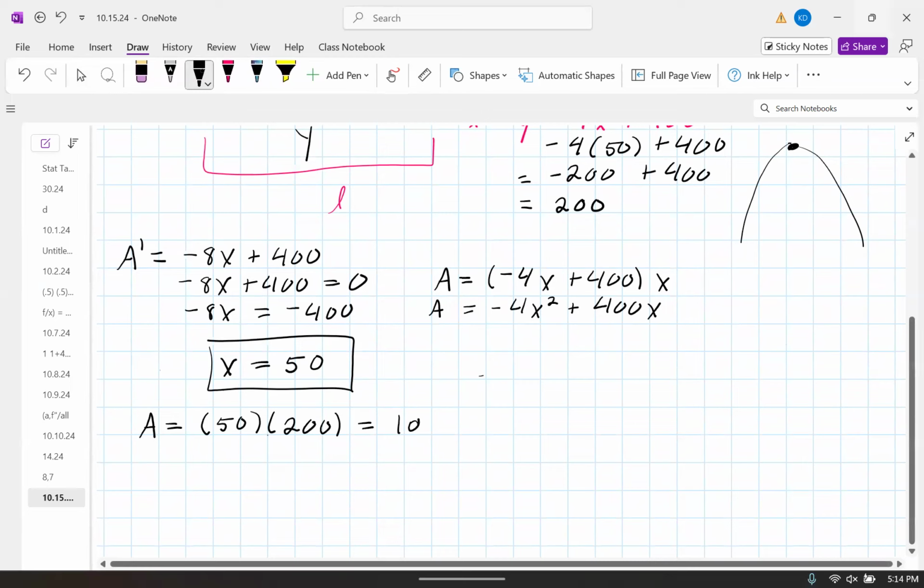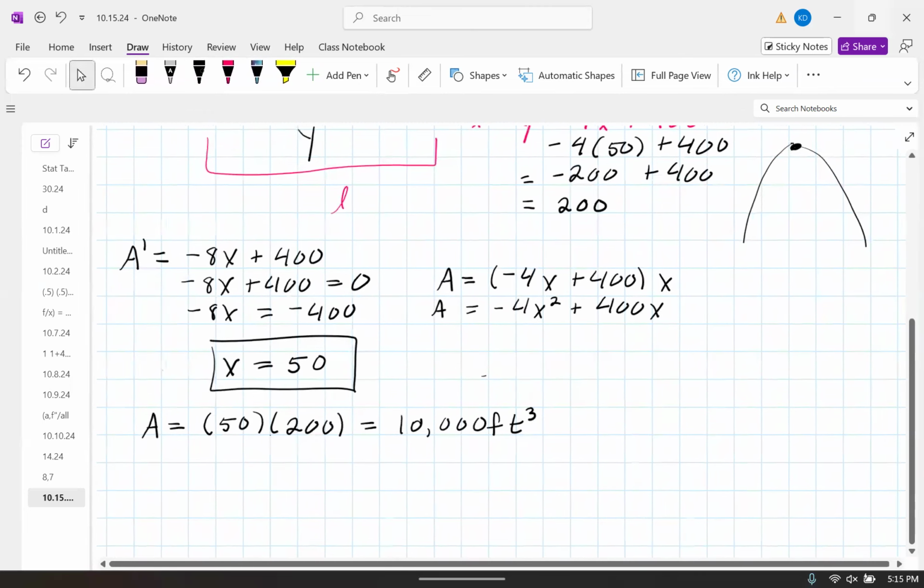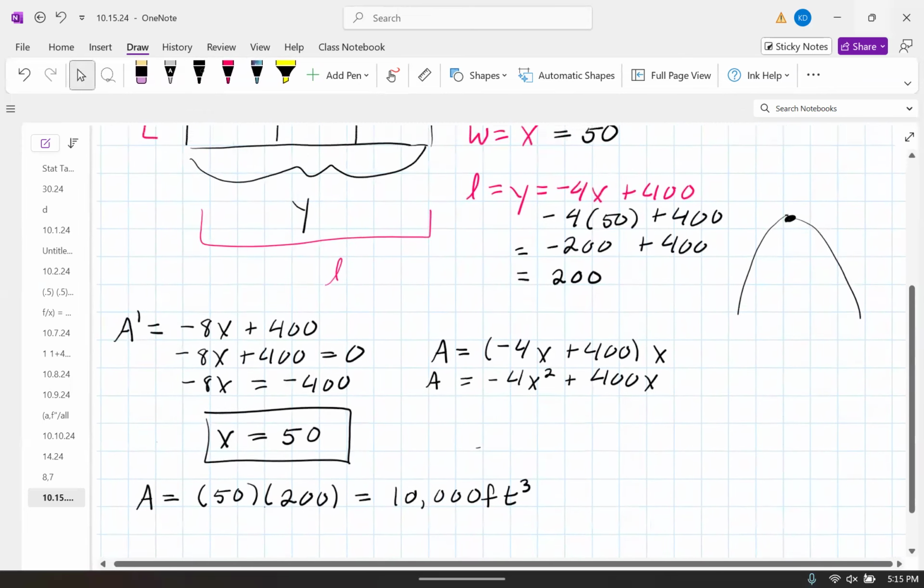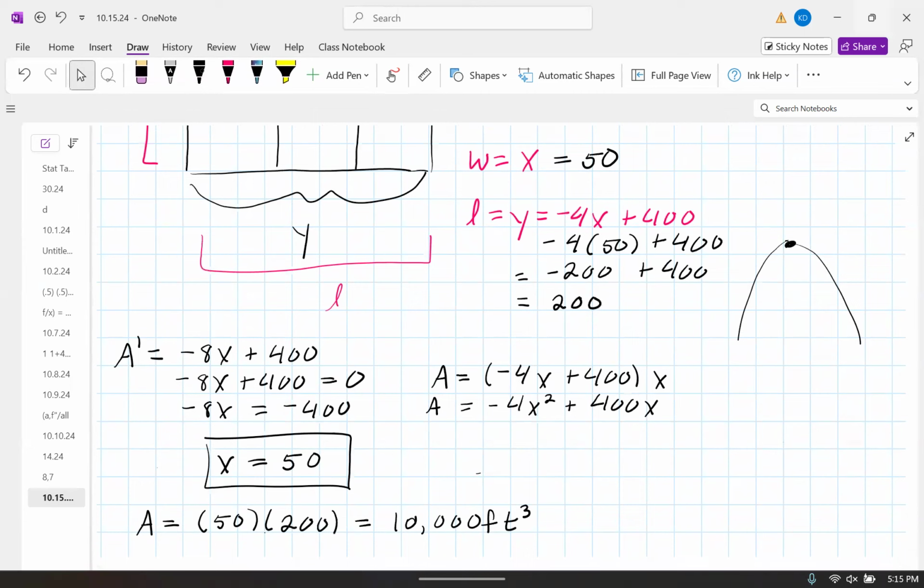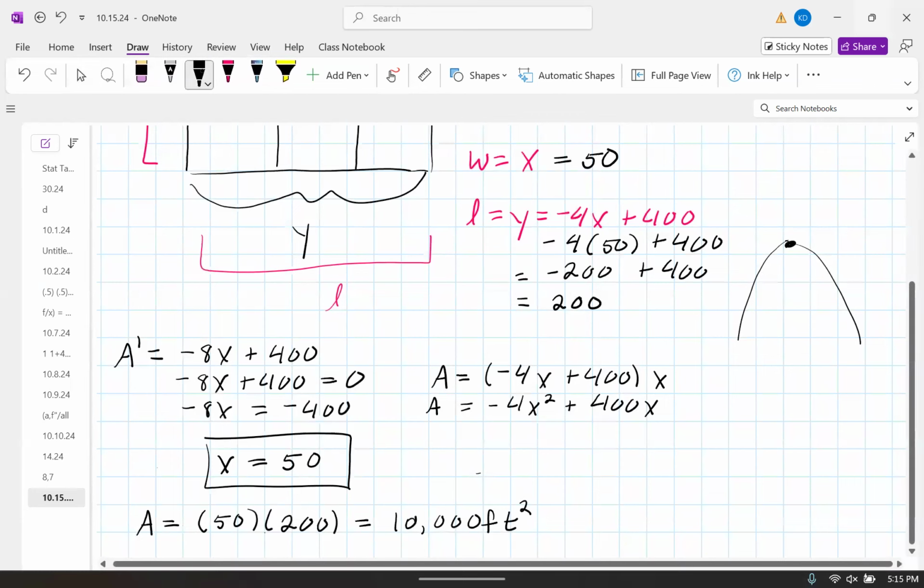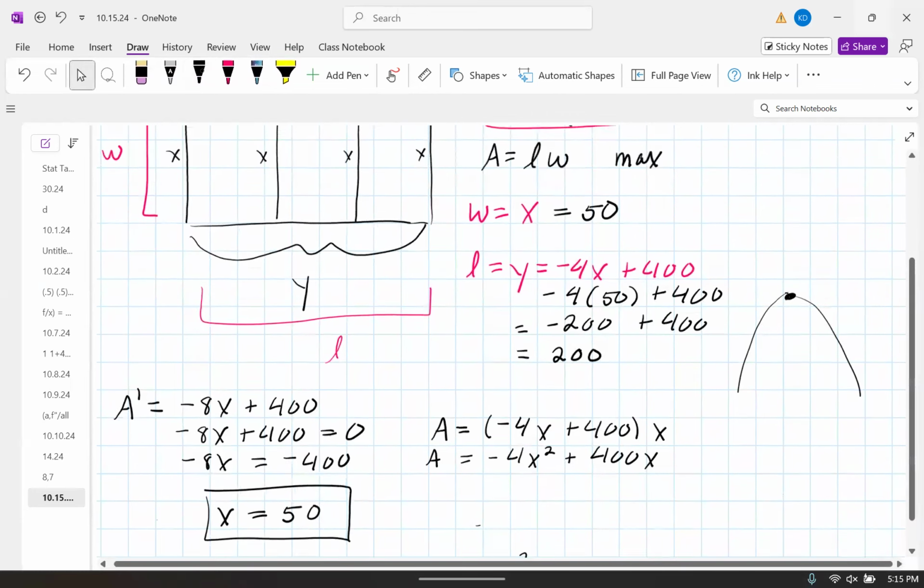One, two, three zeros. All right, that gives me 10,000 cubic feet of yard space. Not cube. It's been a long day, friends. Square feet. It's more like it.